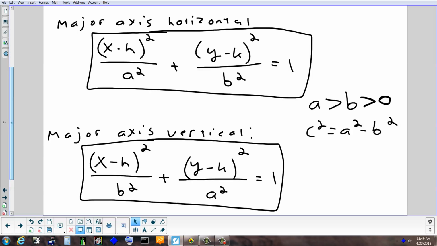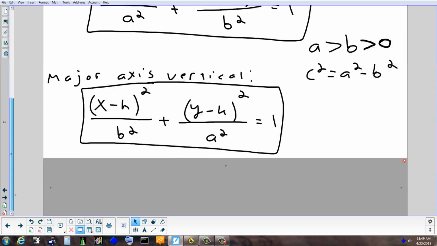Inequality is still true. A is always the bigger number, and they're both always positive. And we can still use c squared equals a squared minus b squared. All right, so now when you start out the problem, you're going to want to write down 5 letters and find out what they all equal: A, B, C, H, K. So five things you have to find.